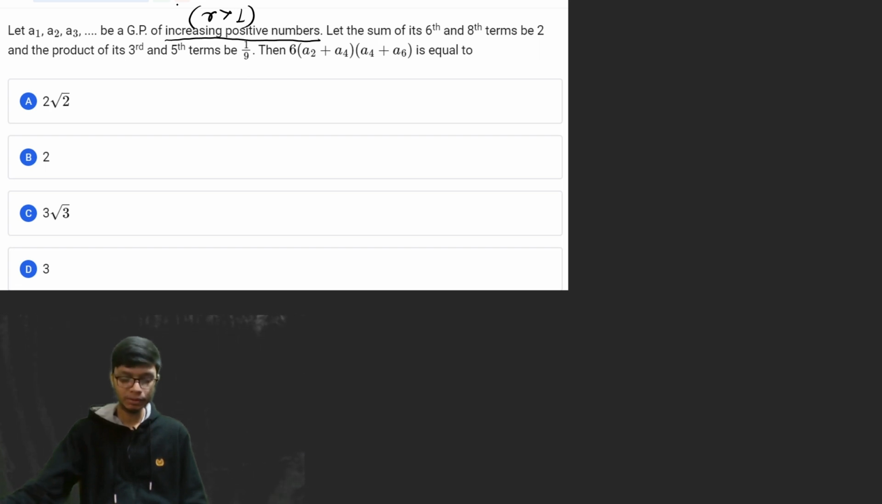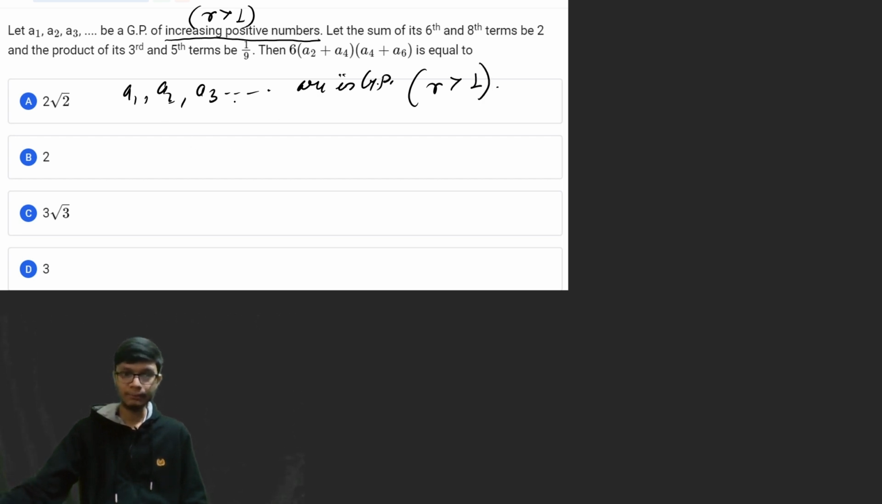Now why do I take up these questions? Because many times you will see these types of problems getting repeated many number of times. A simple problem of an AP or a simple problem of a GP. Okay, so you can see that it is said that A1, A2, A3 are numbers in GP. Okay, so these are the numbers which are in a positive increasing GP. Okay, increasing positive numbers. Okay, that means R is greater than 1.